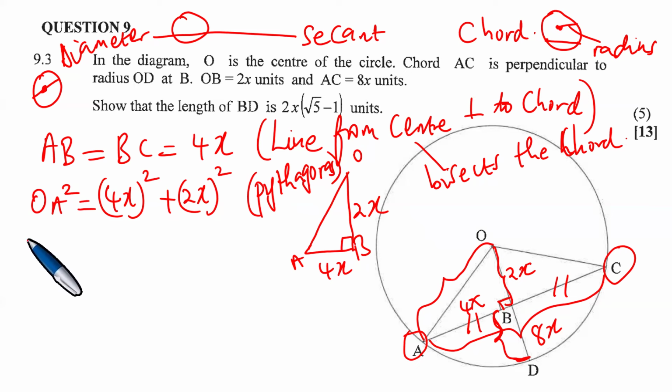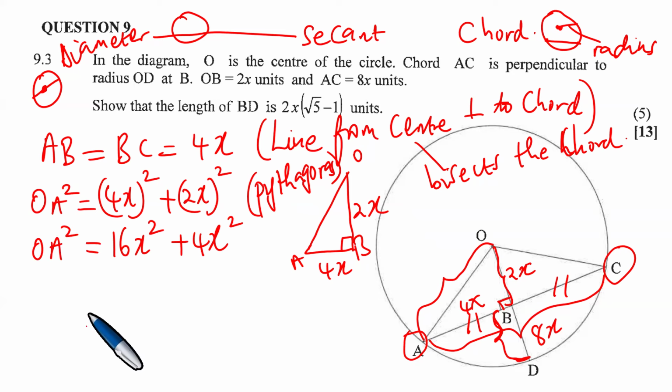Which means at this point you have 4 squared. What is 4 times 4? It's 16x squared. 2 squared is 2 times 2. What is 2 times 2? It is 4x squared. And this is OA squared. And we want to find OA, so we take the square root on this side, but we also take the square root on this side as well.